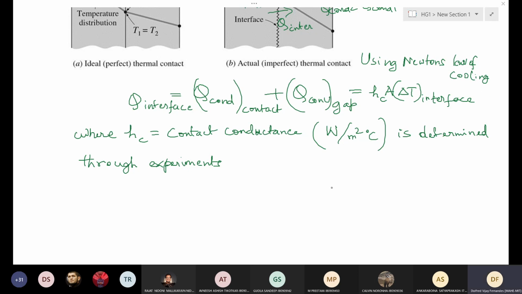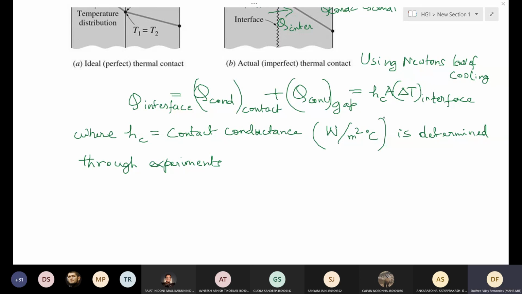This is basically because the interface thickness is 0. So what will happen to dT by dx? Infinite. That is why we cannot express it that way. So we have to use Newton's law of cooling.